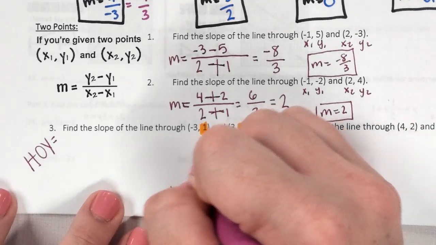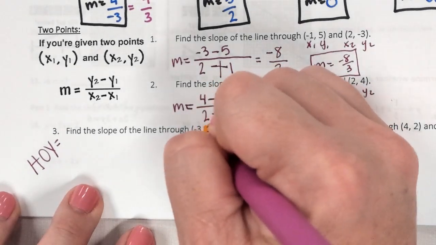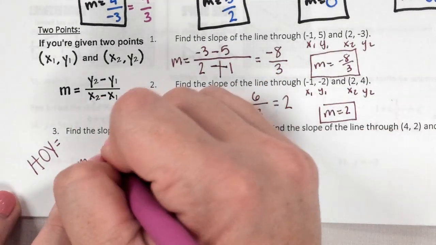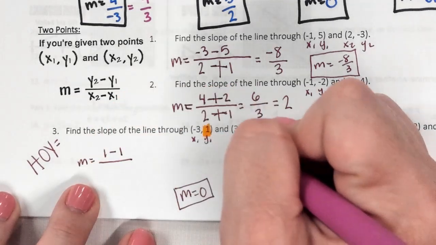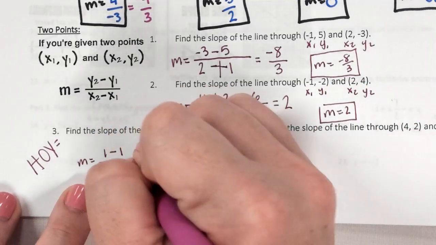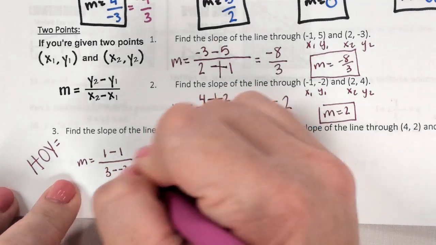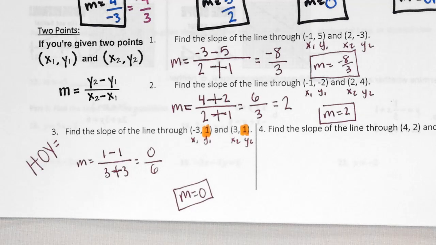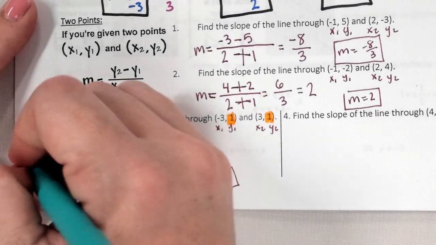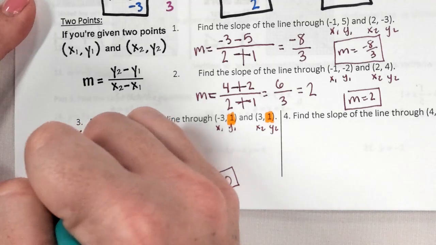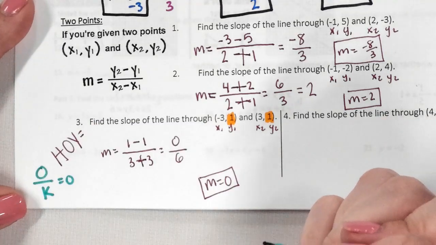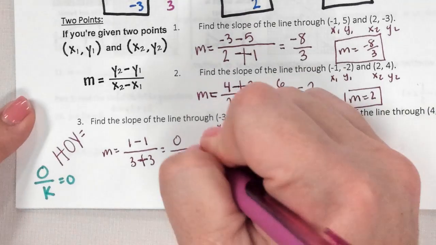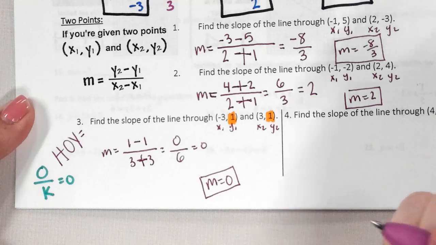However, I'm going to show you mathematically if you don't notice. So x1, y1, x2, y2. So we have 1 minus 1 over 3 minus negative 3, which ends up being 0 over, this becomes plus 6. And remember, I said that we can have 0 on top. So one thing to know is that it is okay to have 0 on bottom because it just equals 0. So if we have 0 over 6, it just equals 0. And if you type it in your calculator, it's going to tell you 0 as well.